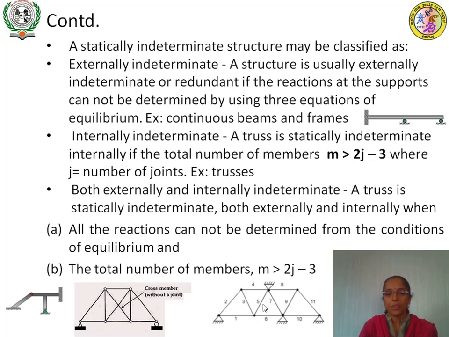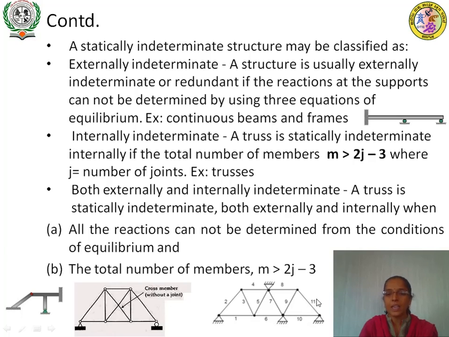Now, internally, let us count the members. There are 11 members. I think this is internally determinate. Counting the joints: 1, 2, 3, 4, 5, 6, 7, so 7 joints are there. 7 into 2 is 14, minus 3, again it becomes 11. So m is equal to 2j minus 3, so this is internally determinate.